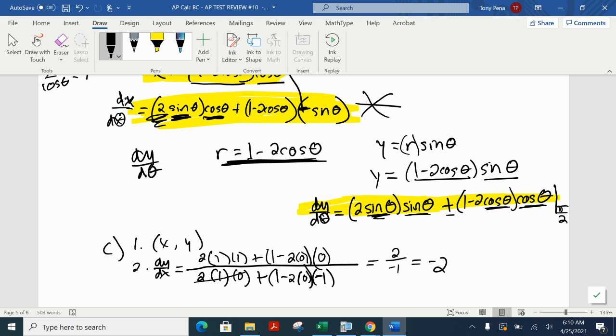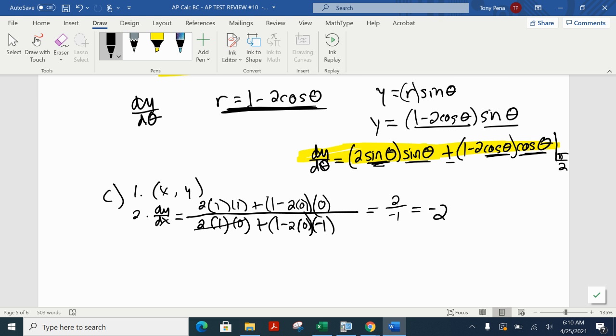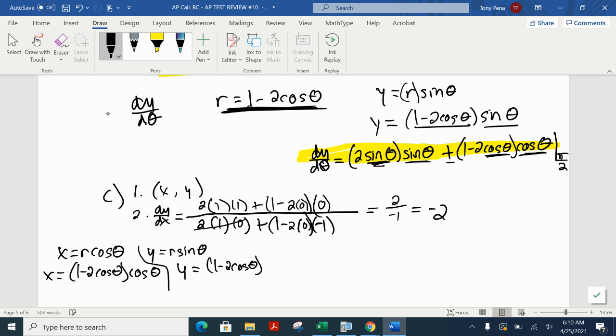The last thing then is we need our point. So x, y. Again, they're just asking you to be able to convert. We know x is our cosine of theta, and we know y is our sine of theta. So just plug in what r is. So r is the 1 minus 2 cosine of theta times a cosine of theta. Just a little more room. And then y is the r multiplied by the sine of theta.